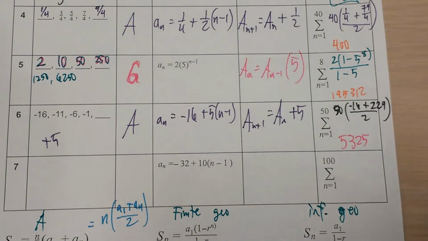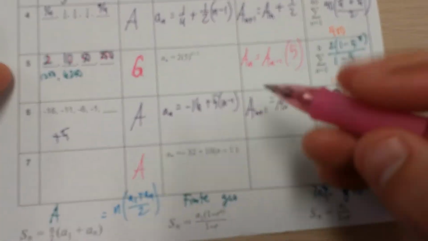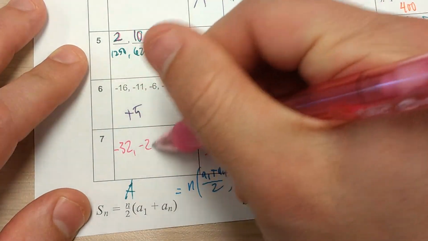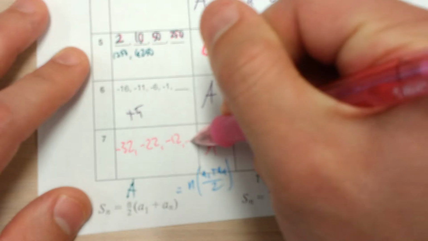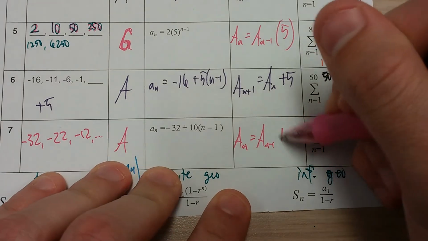All right, so last one, arithmetic or geometric. Look at the form. It's arithmetic. First term, clearly negative 32. So let's look at the pattern and then just find the first 3. So we're adding 10: negative 22, negative 12, dot, dot, dot. A sub n equals a sub n minus 1 plus 10.